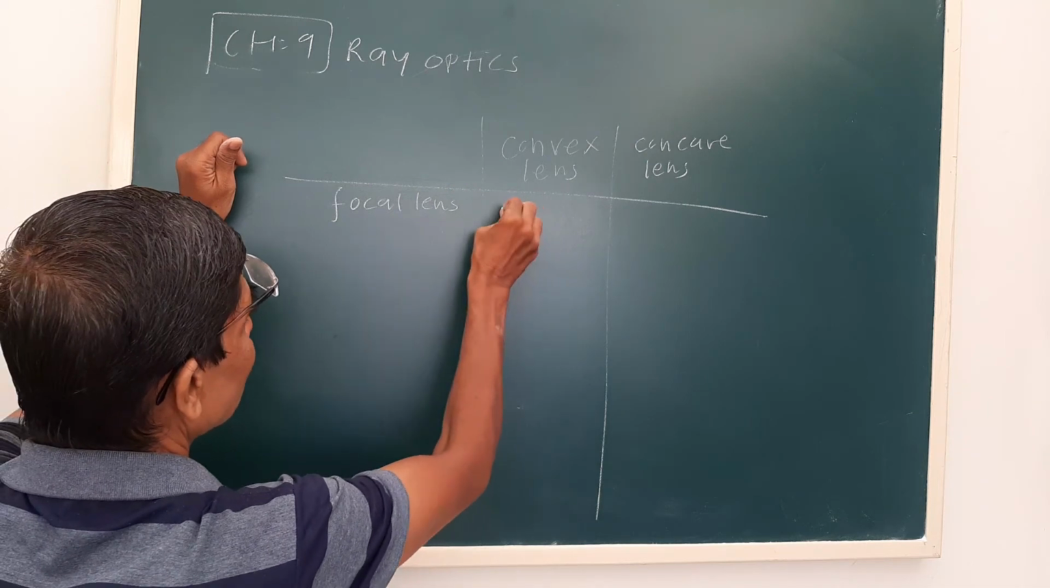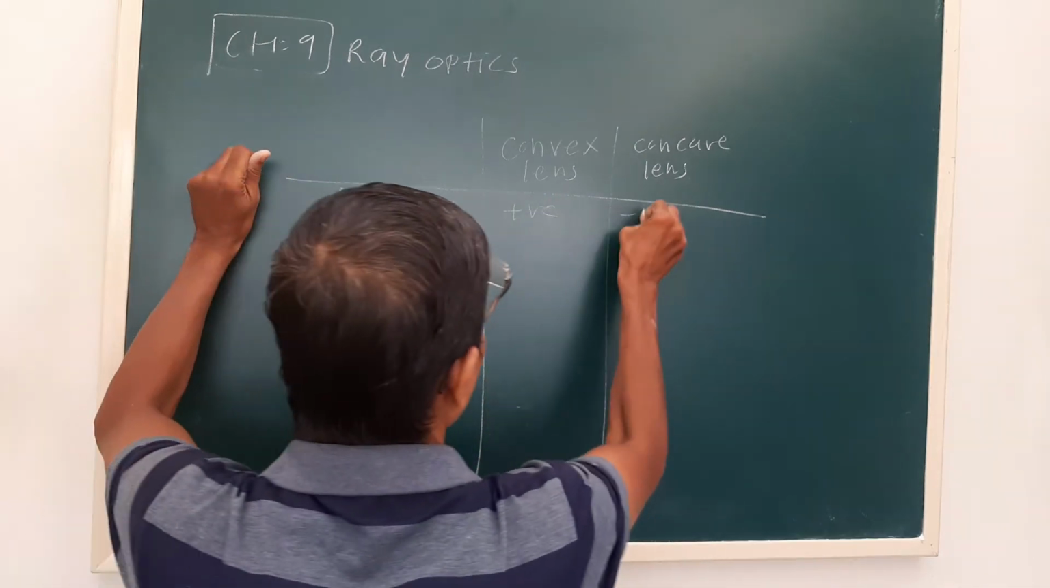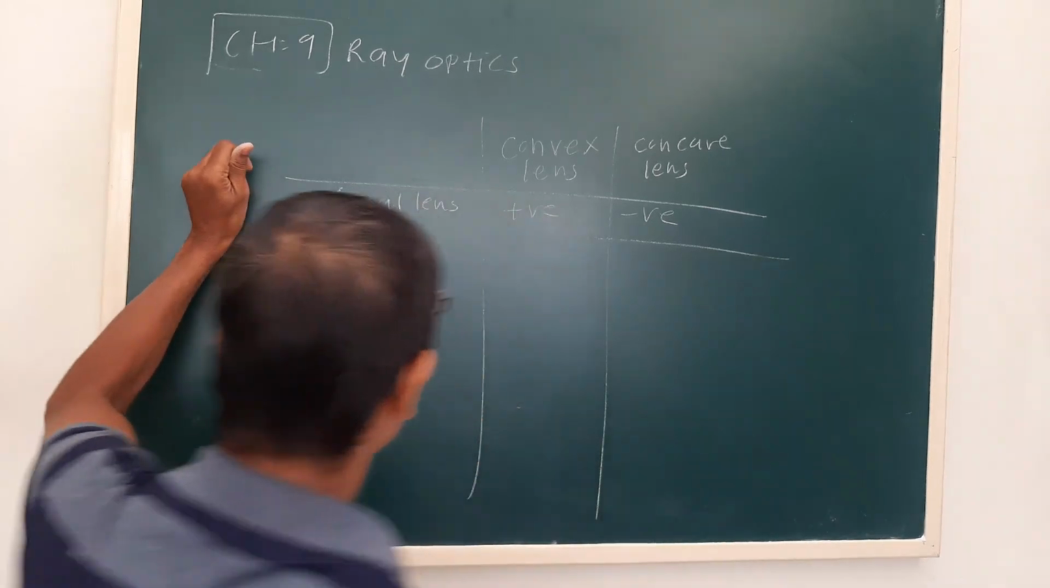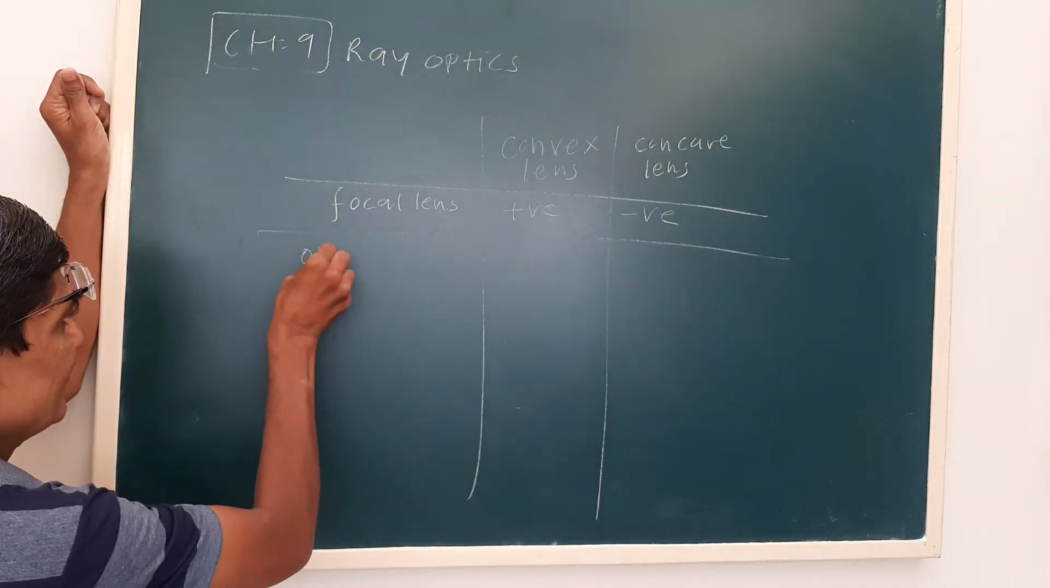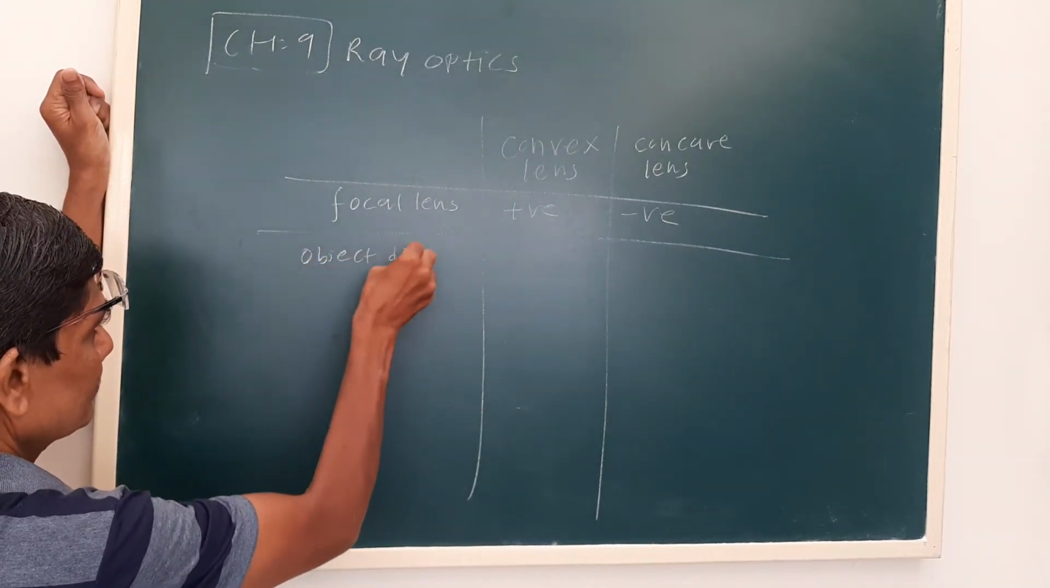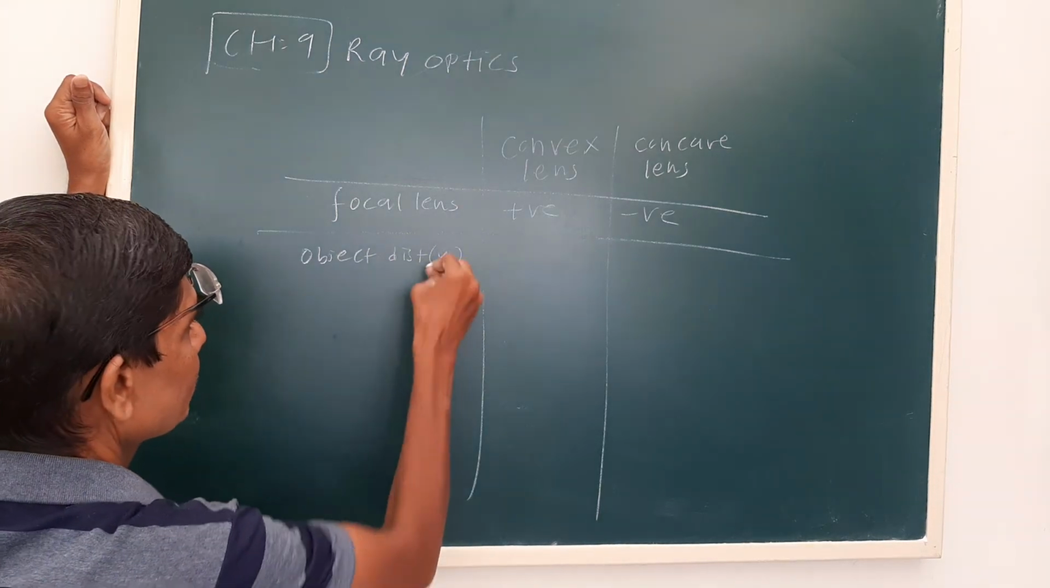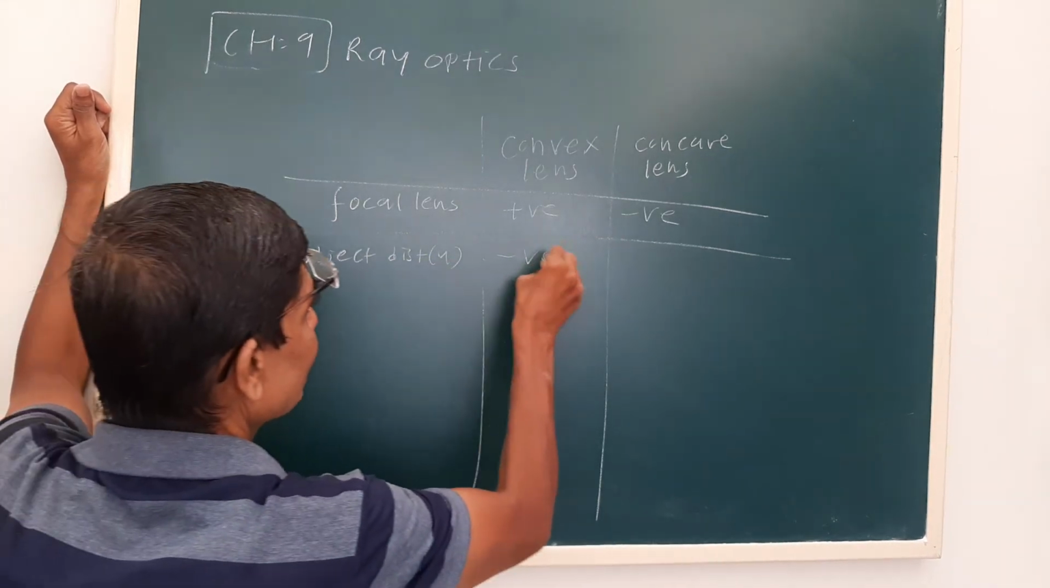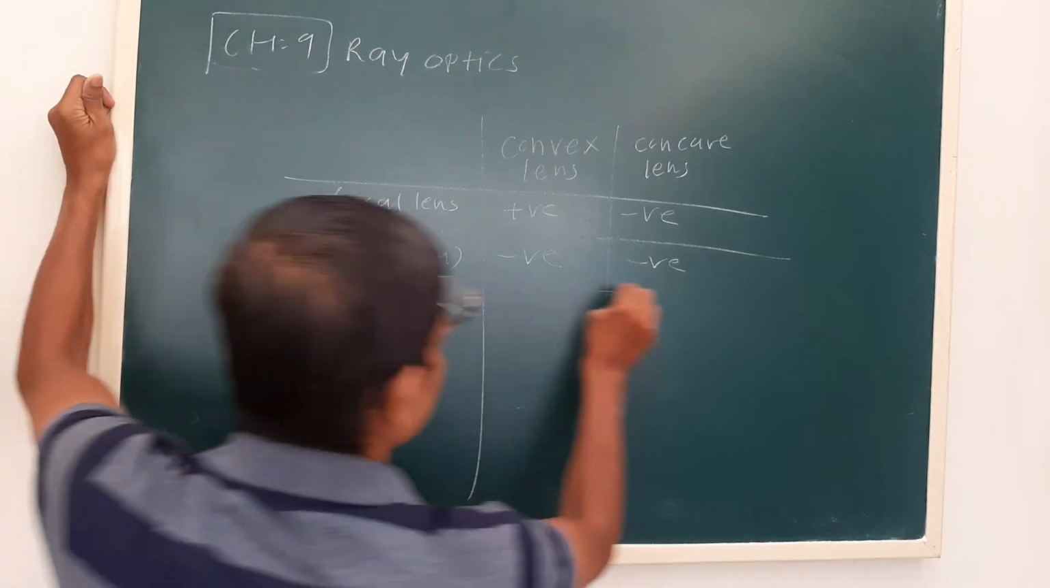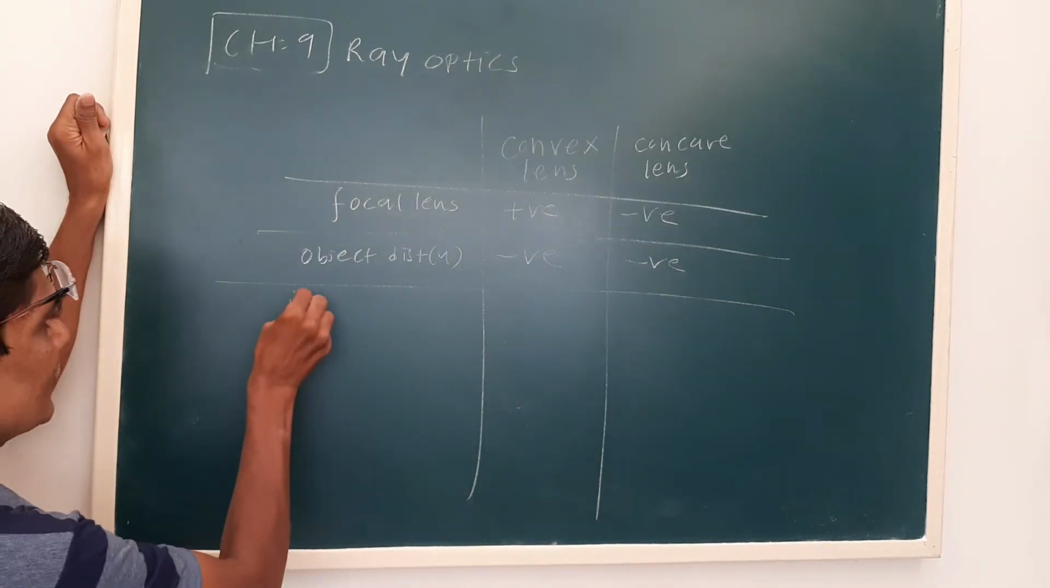For a convex lens, f is positive. For a concave lens, f is negative. Now the object distance u will always be negative by convention. Okay, image distance.